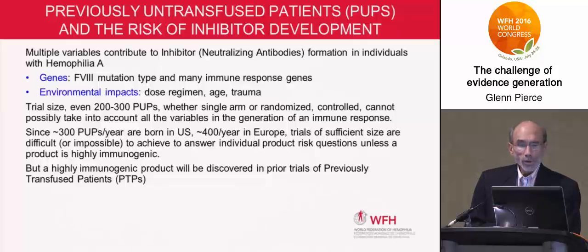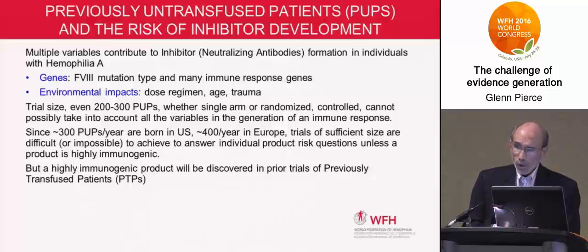We might have 300 PUPs a year born in the United States with factor VIII deficiency, maybe 450 a year in Europe. And so these PUPs are a precious commodity. Half of the PUPs are spontaneous mutations. And so chances are they're going to be identified somewhere outside of a hemophilia treatment center and aren't going to be able to enter a trial because they will have already been identified because of a bleed and then infused with the product. So we're dealing with a small, precious commodity.